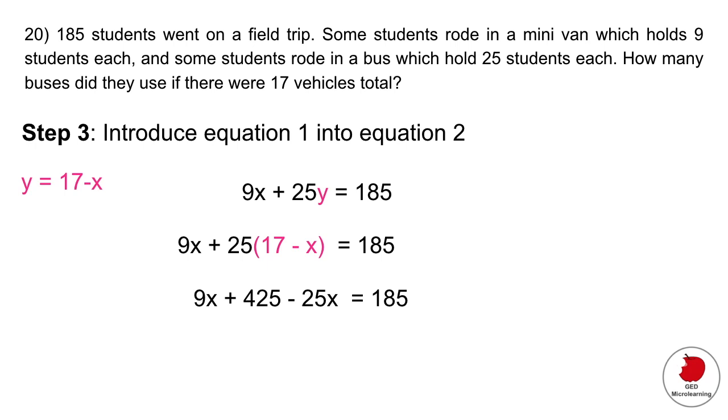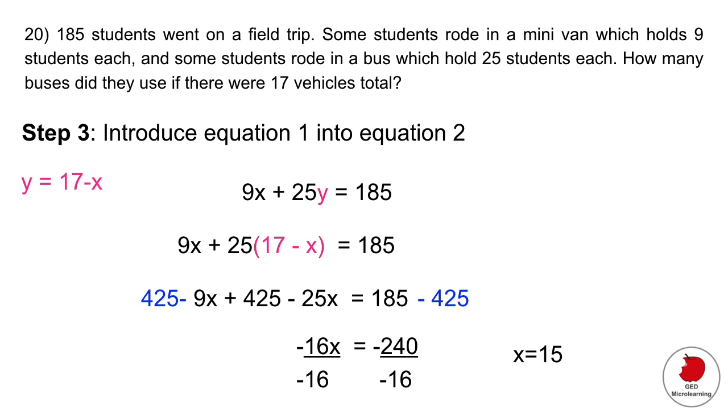All right, so now what we're going to do is on your left side, we're going to try to clean it up a little bit by getting rid of that 425. So we're going to subtract 425 from the left, do the same thing from the right. And the next thing that we're going to do is we're going to add common terms. Okay, so we're going to add that 9x minus 25x on the left side. So that's going to give us minus 16x is equal to minus 240 from the right side. And now all you do, divide both sides by minus 16. That gives you x is equal to 15.